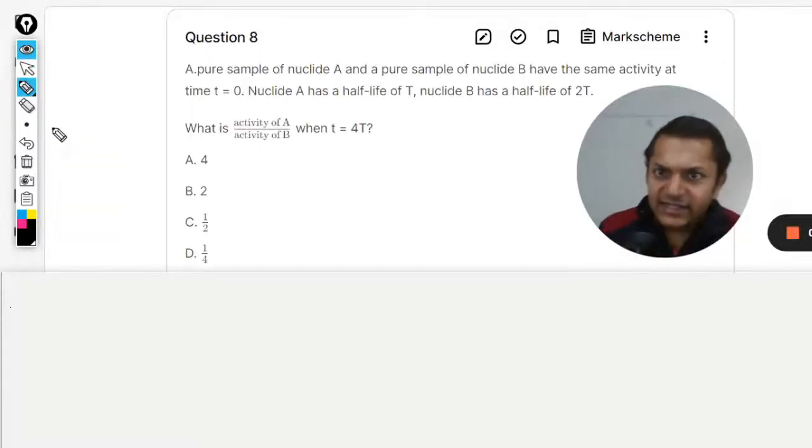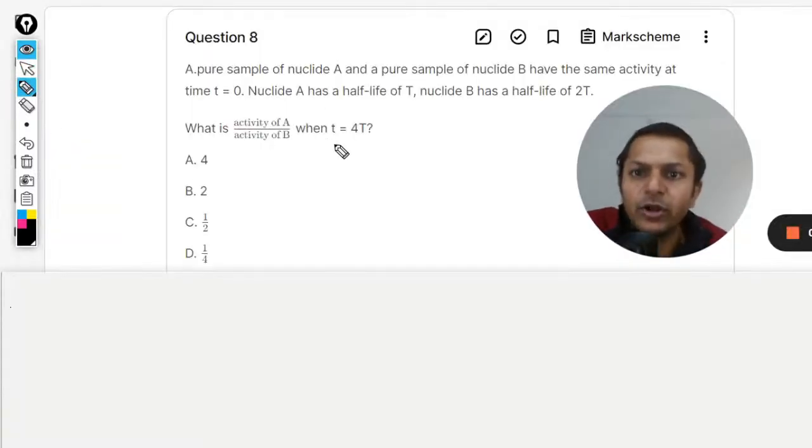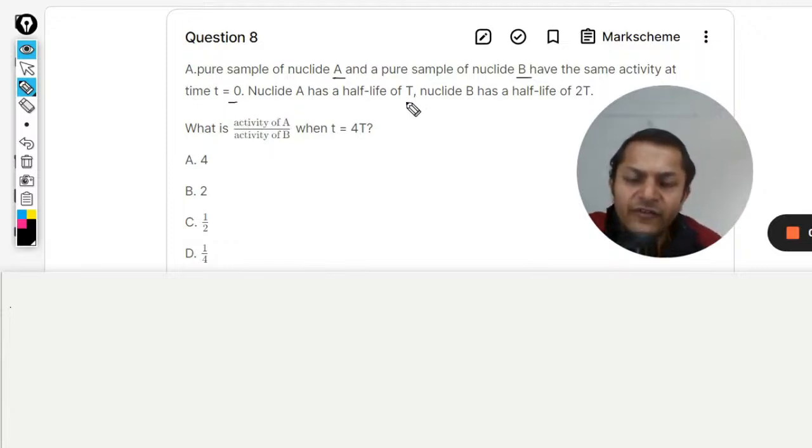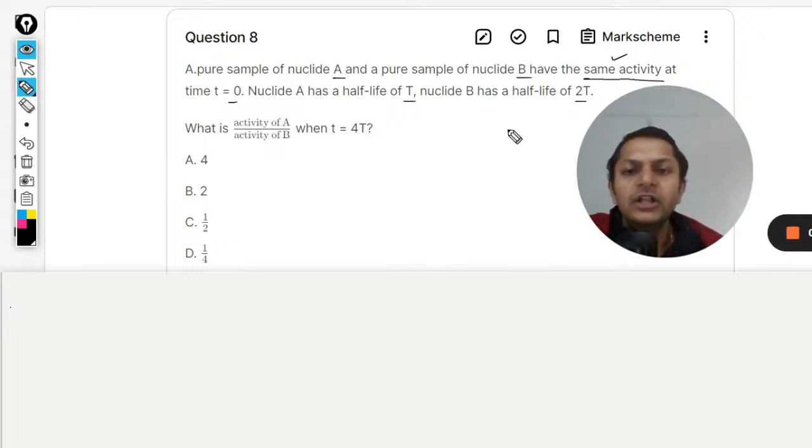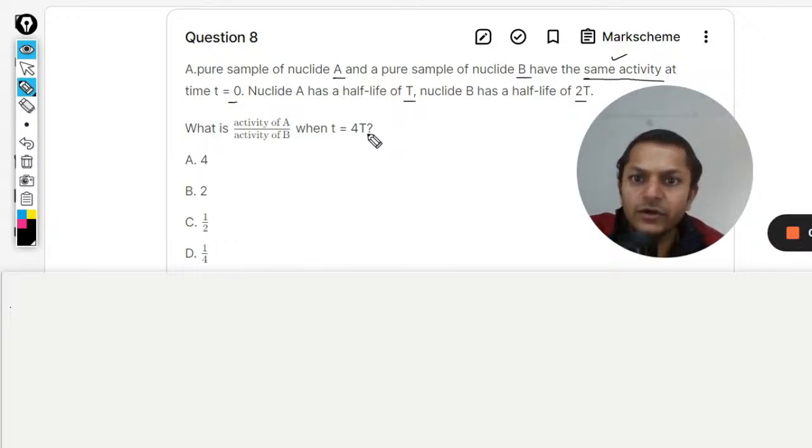Okay, dear students, let us see what is there in this question. A pure sample of nuclide A and a pure sample of nuclide B have the same activity at t equal to 0. Nuclide A has a half-life of T and nuclide B has a half-life of 2T. So to start with, they have the same activity at t equal to 0. And what is the activity of A divided by activity of B when t is equal to 4T?